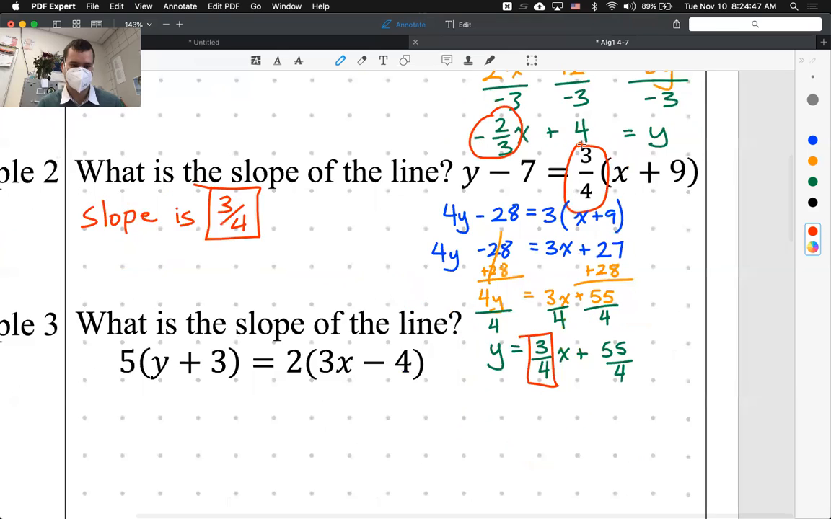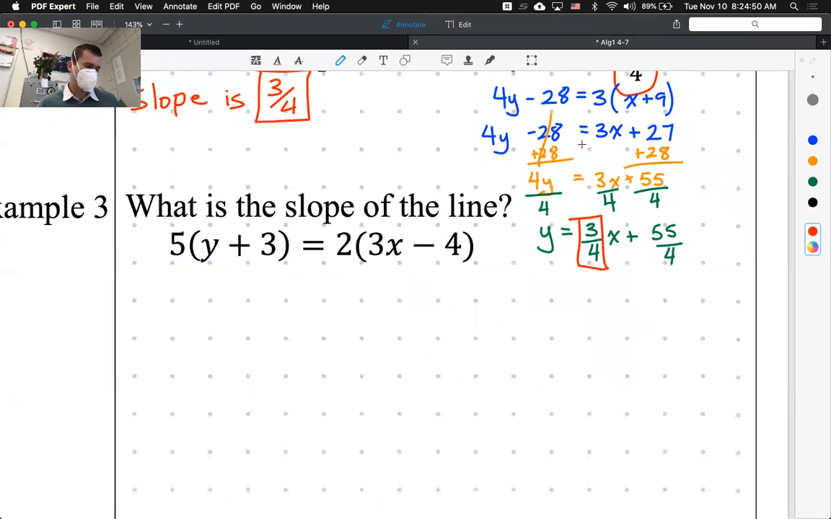All right, and let's try a third one before we move to the backside. What is the slope of this line? And notice I haven't given you any particular form. It's just a random form. It doesn't even have a name. I need to find the slope of this line.